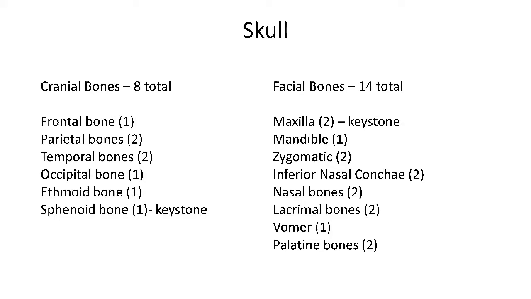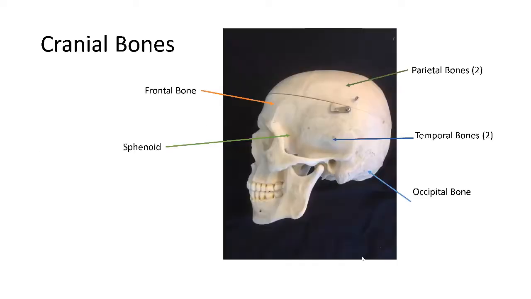The facial bones, there are 14, but again, we have a lot of paired ones. The maxilla has 2 of them, and I've noted that they are the keystone of the facial bones, meaning that all the other facial bones, except the mandible, attach to the maxilla in some way, shape, or form. We have 1 mandible, 2 zygomatic, 2 inferior nasal conchae, 2 nasal bones, 2 lacrimal bones, 1 vomer, and 2 palatine bones. So let's start looking at the cranial bones.